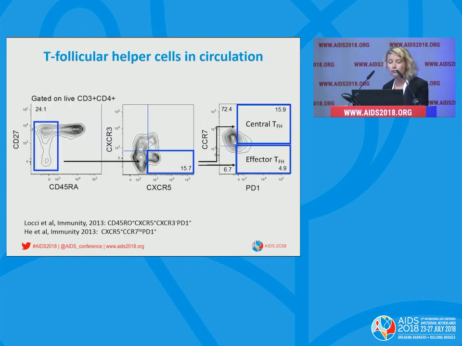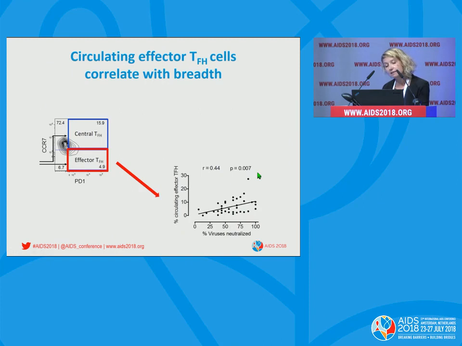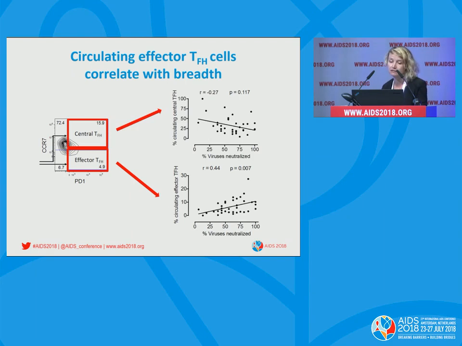And so in a first step, we looked for these cells in circulation of the children with available neutralization data by flow cytometry, and this is how we gated for them: antigen-experienced cells that express CXCR5, are negative for CXCR3, and express PD-1. And we further differentiated them between effector TFH being low for CCR7 and central TFH expressing CCR7. And we found that these effector T follicular helper cells actually correlated with neutralization breadth within this cohort of HIV-infected children, while central T follicular helper cells did not.